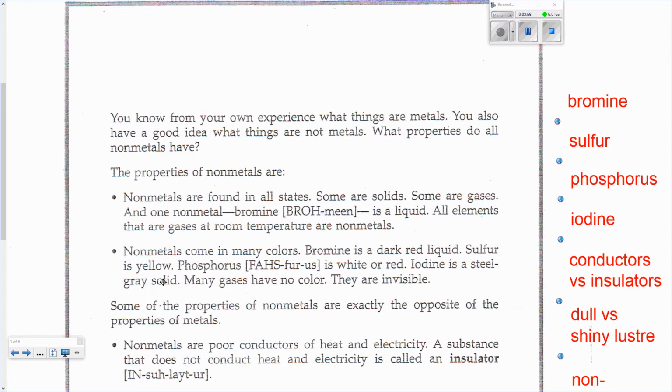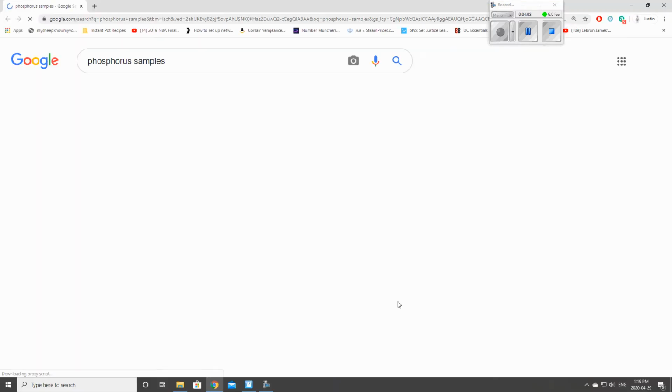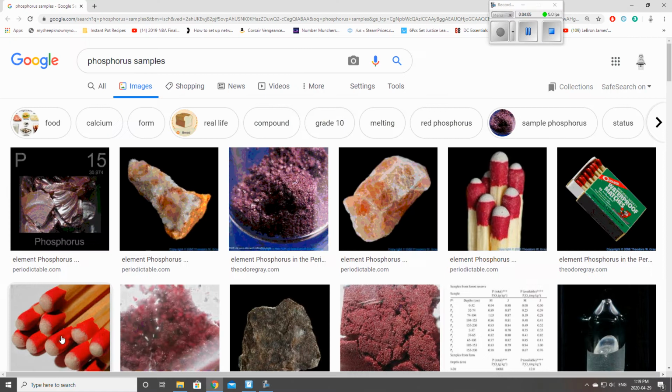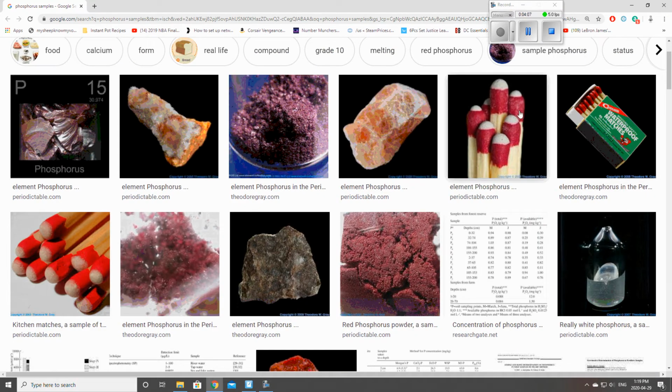Phosphorus is red or white. Let's see a picture of this. The element phosphorus is found in matches, and when you strike it, it has the ability to burn, which is kind of cool.